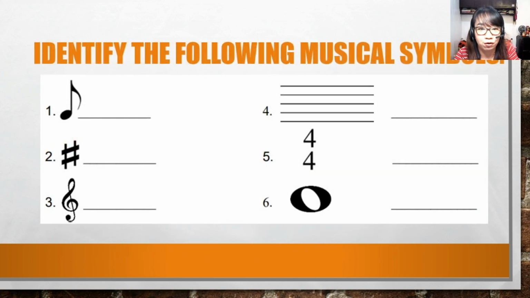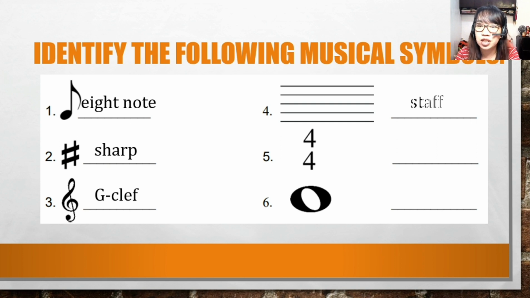Let us have this one first. Identify the following musical symbols. Number 1, what do you think this one is? What kind of note is this? Very good. This is an 8th note. Number 2, this is not a hashtag. Great. Sharp. Okay, number 3. Great. This one is a G-clef. Number 4. Very good. Staff. Number 5. We are not in a math class.